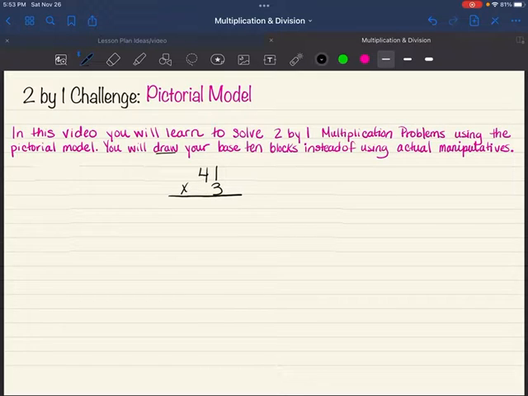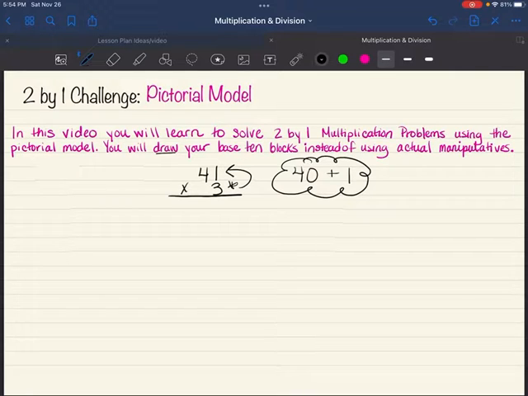Whenever we break down the number 41, we have the ones place and the tens place. How many tens do we have? We have 40. How many ones do we have? We have 1. So let's just keep that for a nice little note on the side. Now, when we read this, you can think of it as 3 times as much as 41. Okay, 3 times as much as 41.